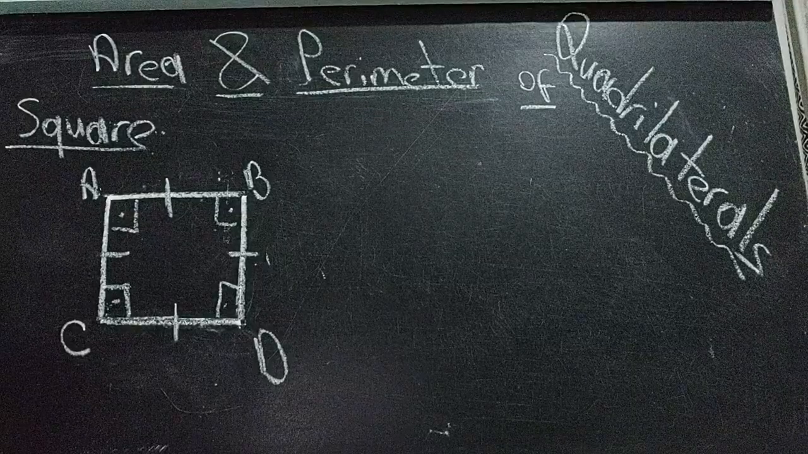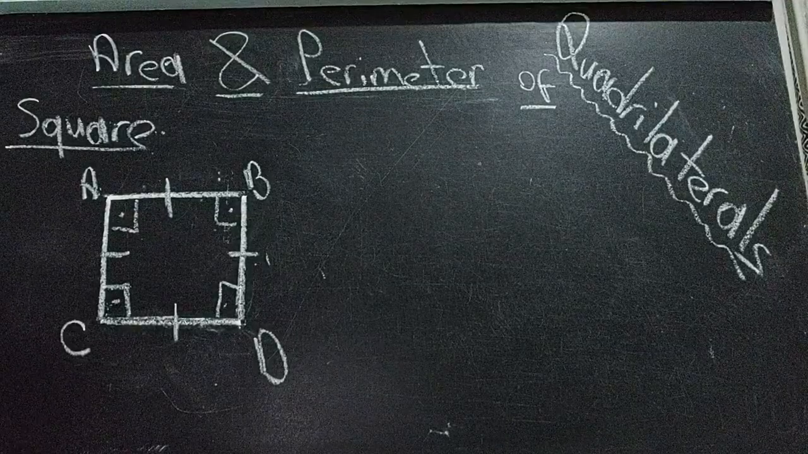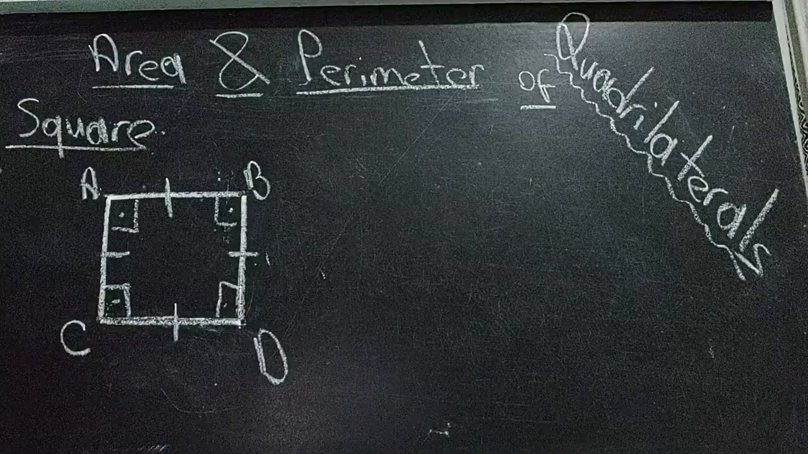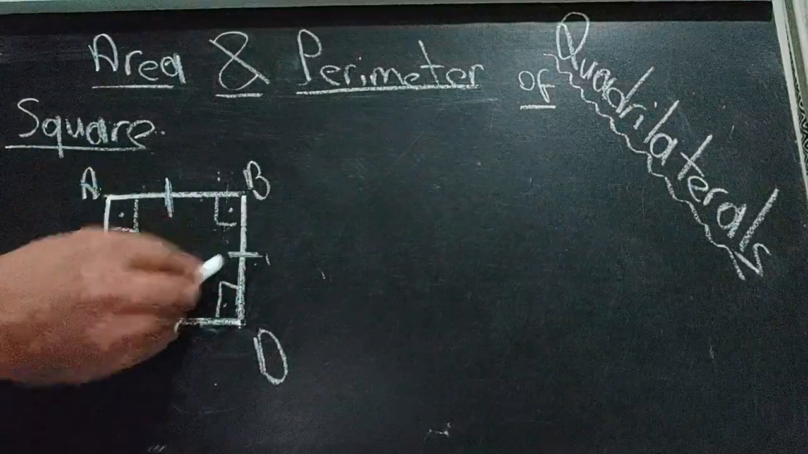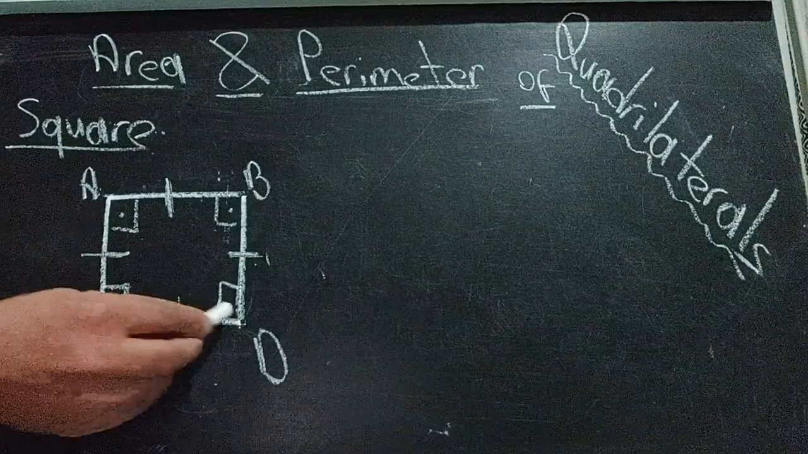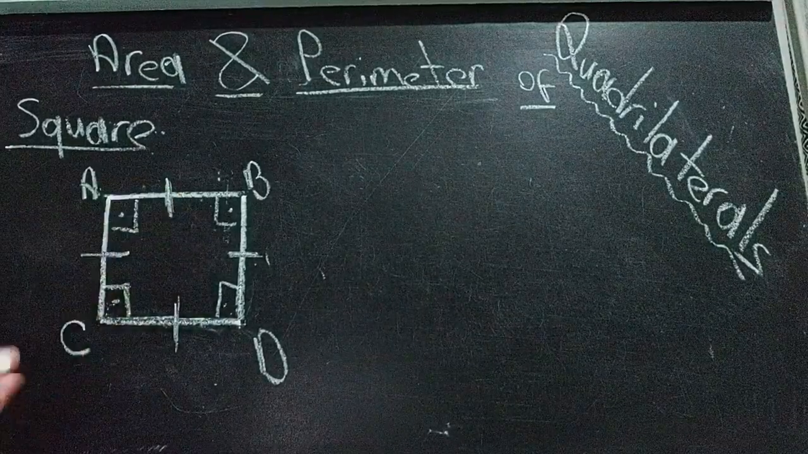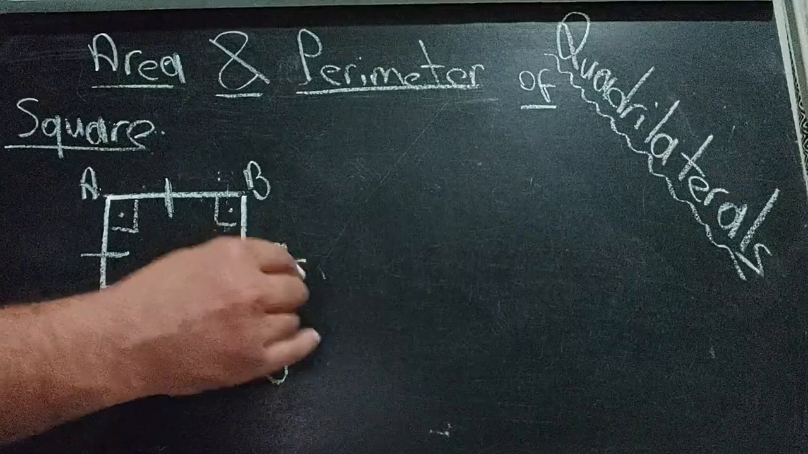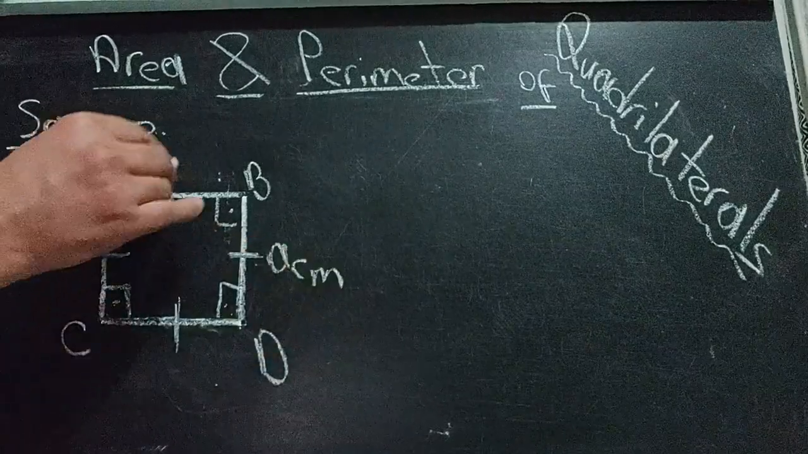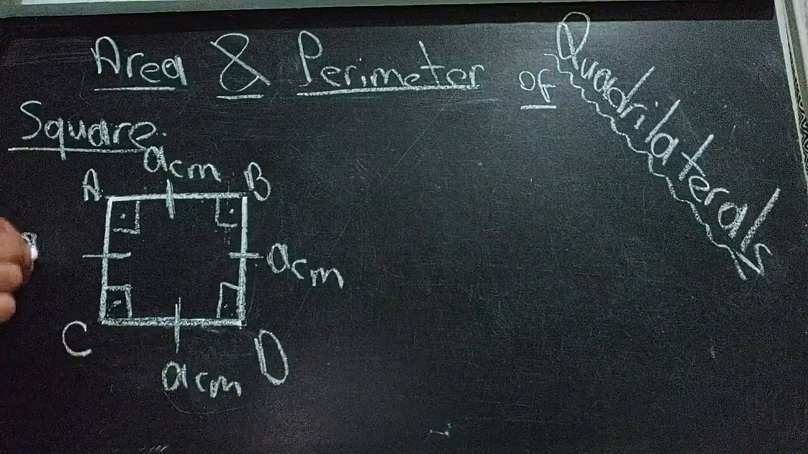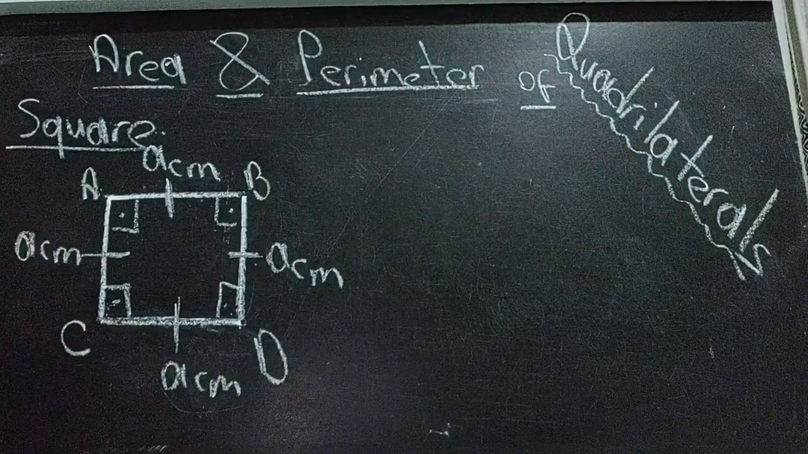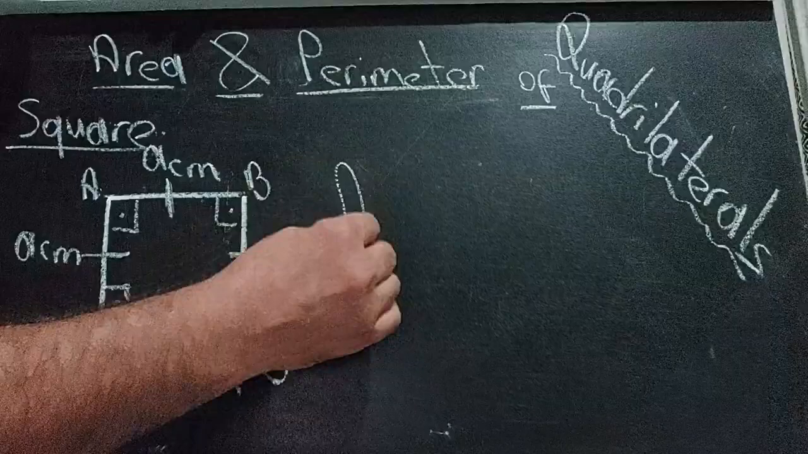Welcome, ladies and gentlemen. In this lesson we are going to talk about area and perimeter of quadrilaterals. My first shape is square. For square, remember all sides are the same and these are right angles. If you say A for one of the sides, all sides are going to be A centimeter, A centimeter, A centimeter.